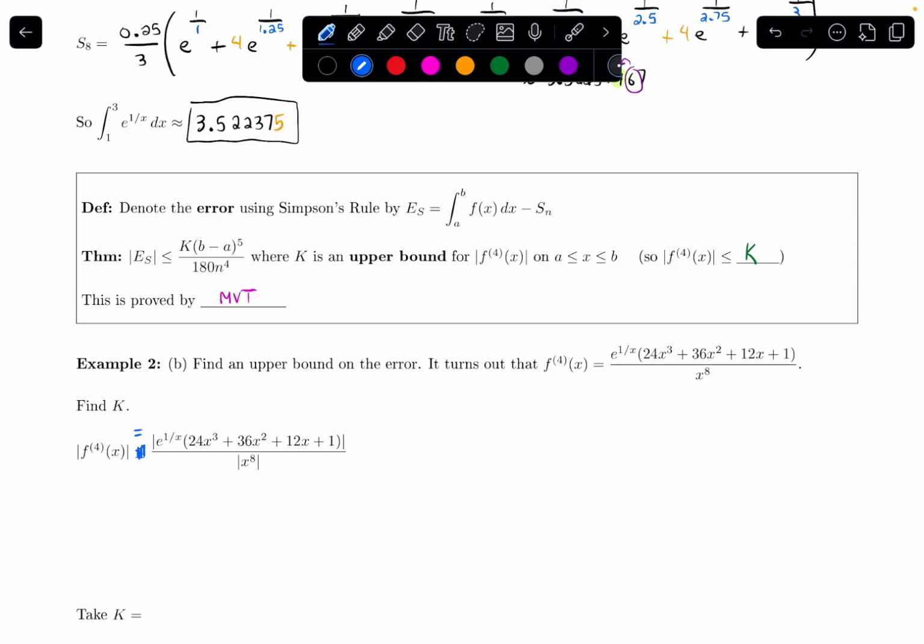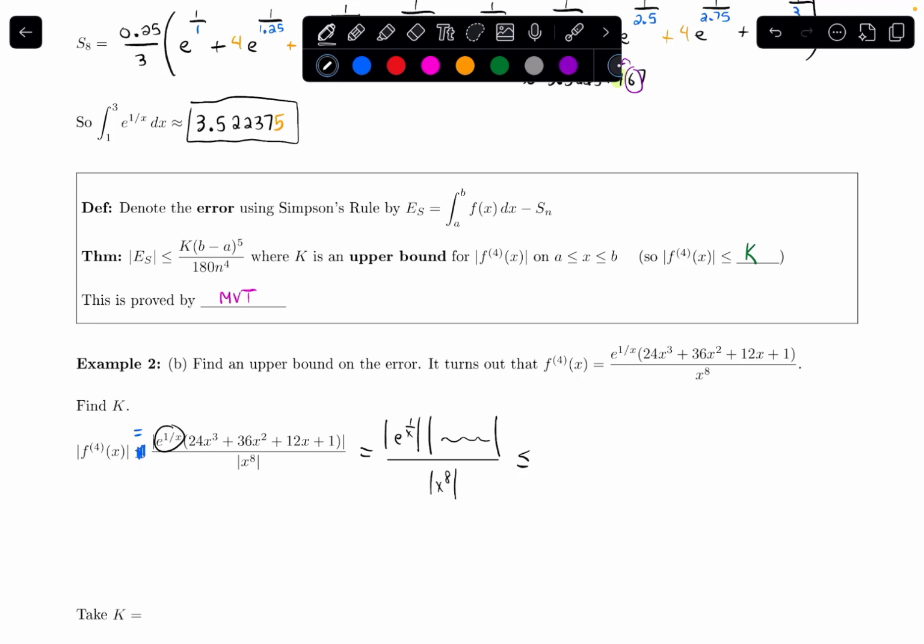Now, I'm going to do two things. I notice that this e term is multiplying that whole thing. So I can split it up first as the absolute value of e to the 1 over x times the absolute value of all that other stuff, and I'll just put a squiggly line for all that other stuff, all over the absolute value of x to the 8. Now for all the stuff that was in the parentheses, those things are being added, so I can do the triangle inequality on those.